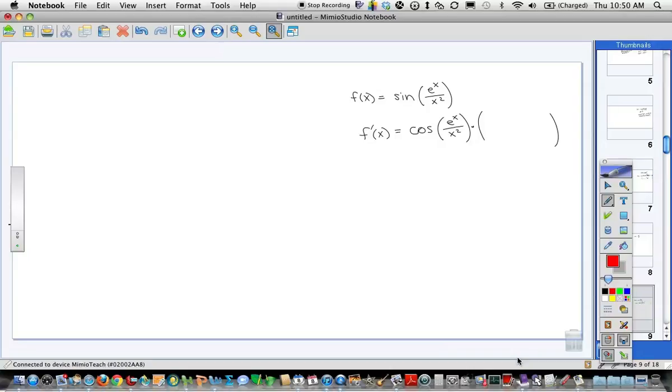big parentheses to hold the quotient rule. So I don't forget. Now, since it's one big fraction, the parentheses end up not mattering that much, but go ahead and do it. So the quotient rule says, derivative of the top is e to the x, leave the x squared alone, minus e to the x left alone, derivative of x squared is 2x.